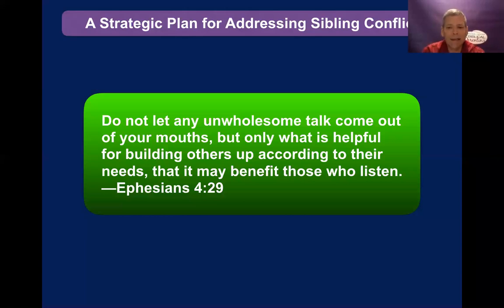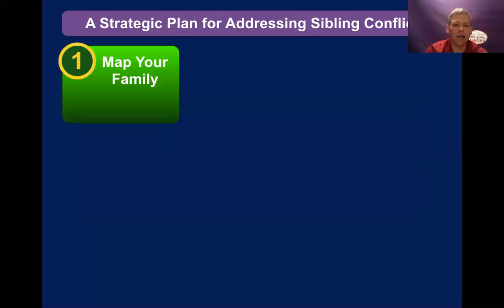Now, I'm going to take you on a 9-step process. This process will guide you through a plan for building sibling harmony in your home. And I want to lay it out for you so you can understand it and see what it looks like one step at a time. I want to explain each step. Step number one is to map your family. This is going to help you see where the problems exist.